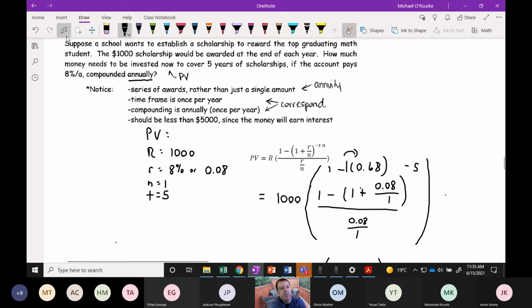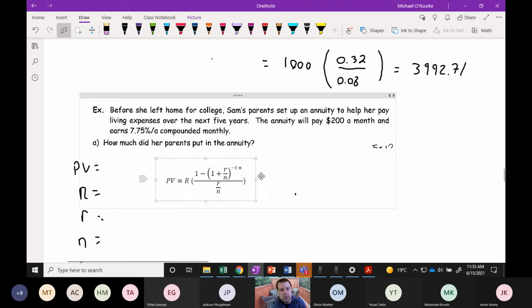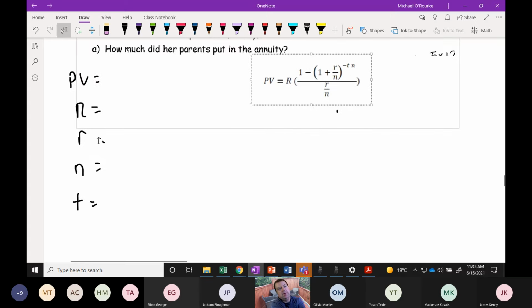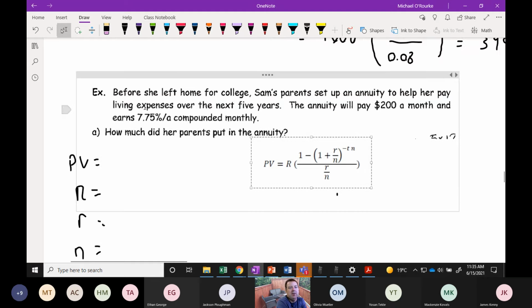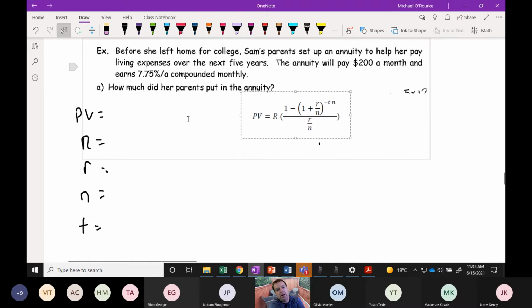Let me grab the formula. Okay. You guys help me out. What are my values here? Before she left college, Sam's parents set up an annuity. An annuity is just a regular payment to help her pay living expenses over the next 5 years. The annuity will pay $200 a month and earn 7.75% compounded monthly.